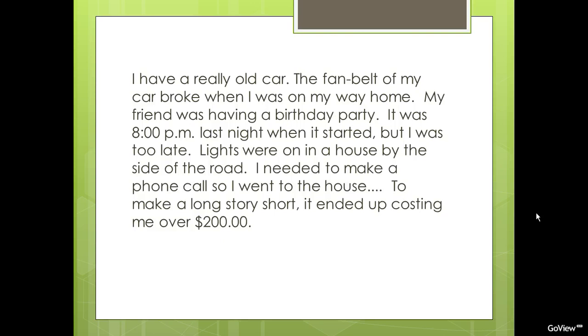So the paragraph goes, I have a really old car. The fan belt of my car broke when I was on my way home. My friend was having a birthday party. Here's where the coherence starts to go off the rails.